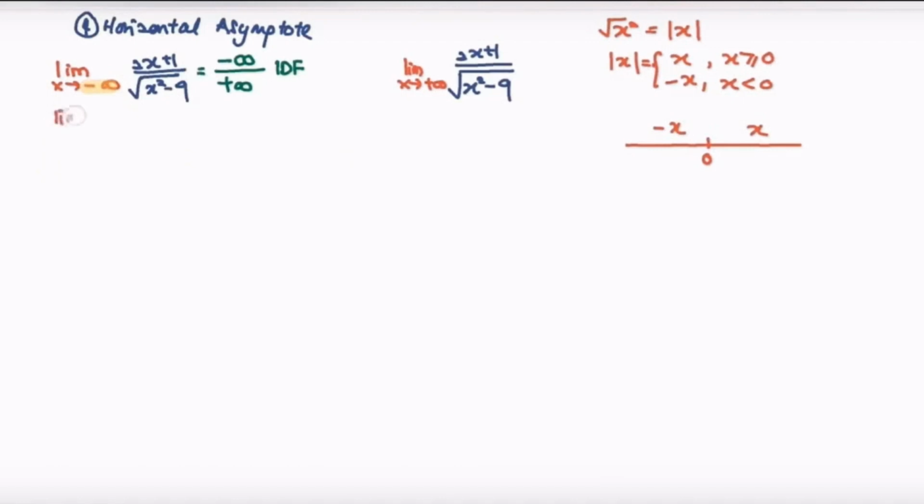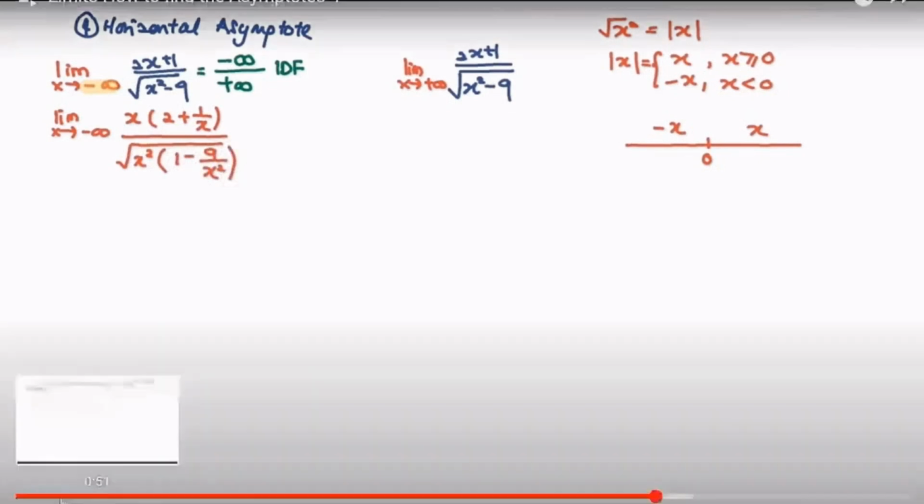So for the limit when x approaches negative infinity, kindly factor out the x. We will have x times (2 plus 1 over x) over the square root of, factoring out x squared, (1 minus 9 over x squared). By using the properties of the surd, we are going to split the surd. I hope you still remember that this part is a special case, right? In part E, in the earlier session, so you can refer back. Pay attention if there is a square root with x squared. We must use the definition of the modulus.